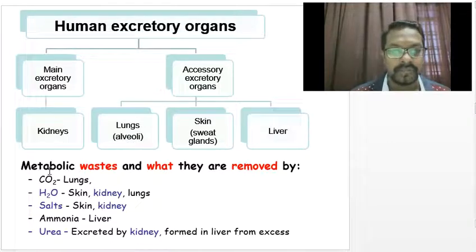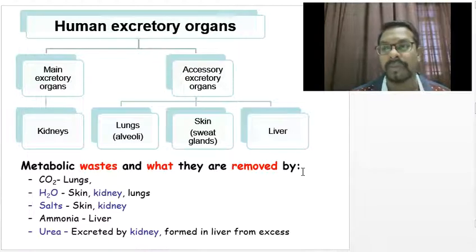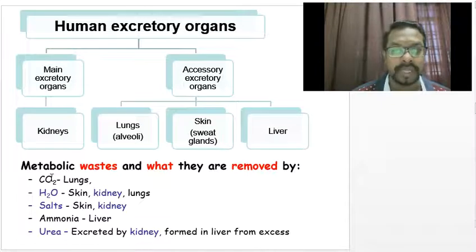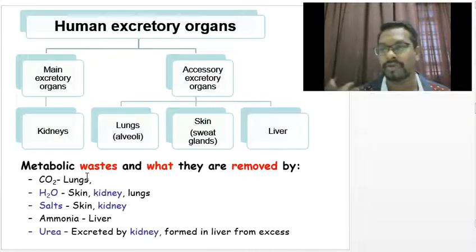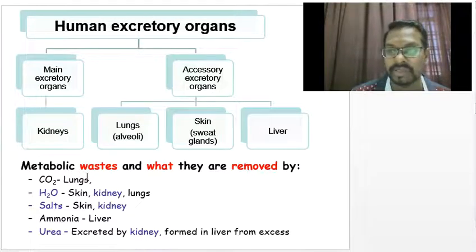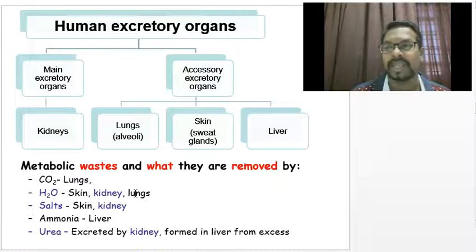Now we see what the metabolic wastes are and what they are removed by, and where the process goes on. Carbon dioxide will be removed in the lungs through respiration, aerobic or anaerobic respiration, which is exchange of gas. Water is removed by skin, kidney and lungs: evaporation, excretion, gas exchange. Salts are removed by skin and kidney.